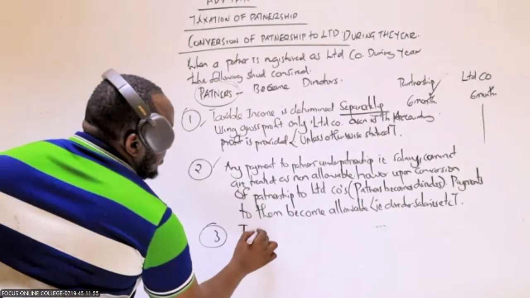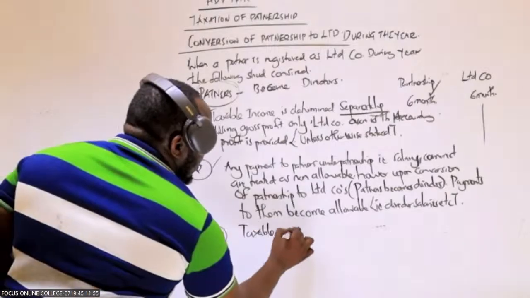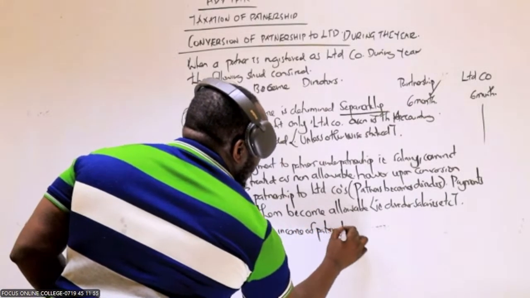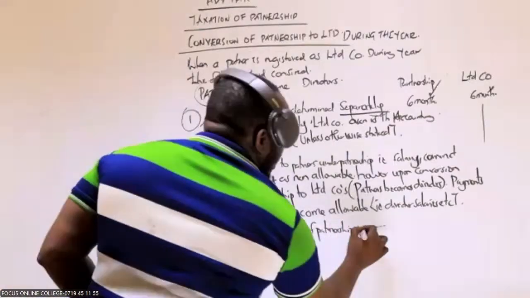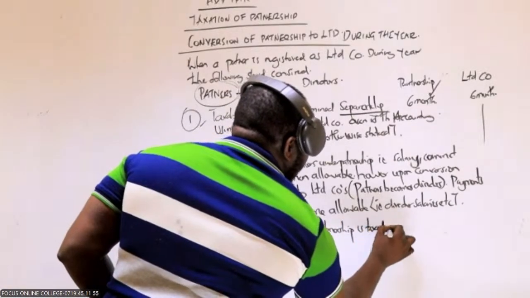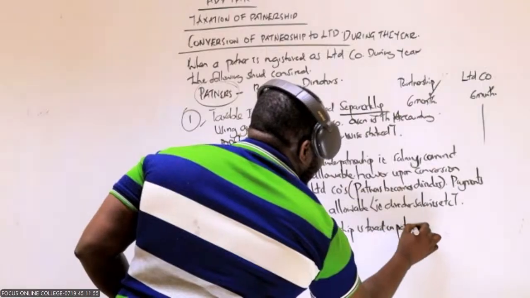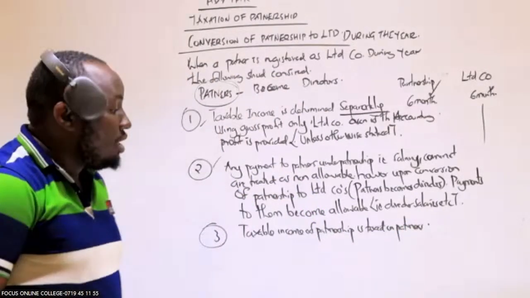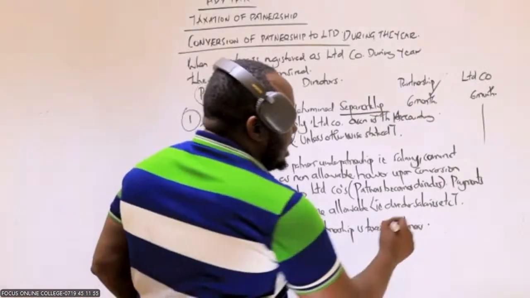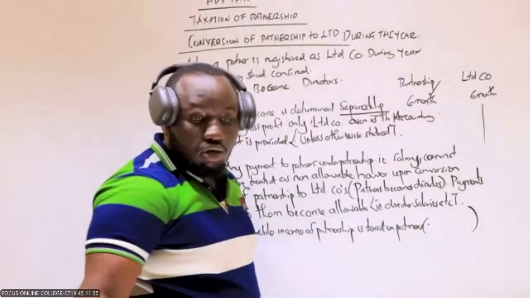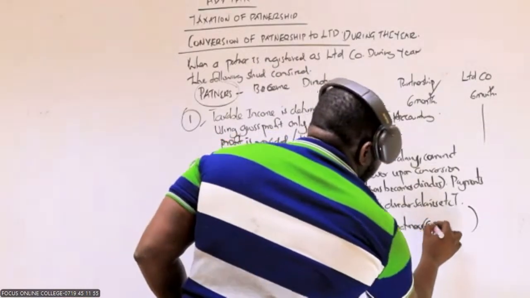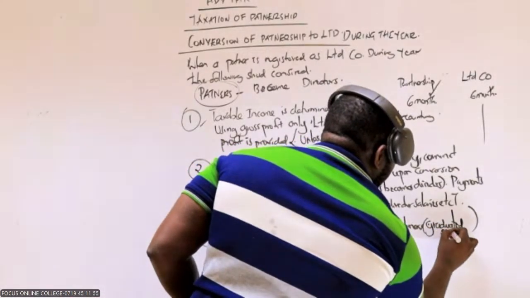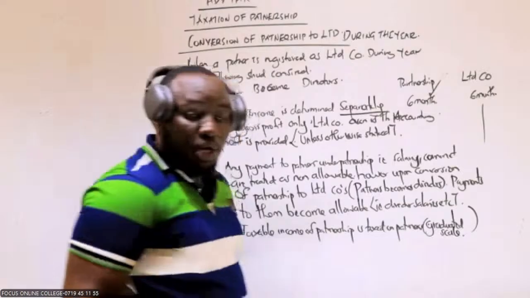So the third point: taxable income of partnership is taxed on partners. So the taxable income of partnership is taxed on partners, and you say it's basically taxed on what? On a graduated scale. On a graduated scale. Same as employment.